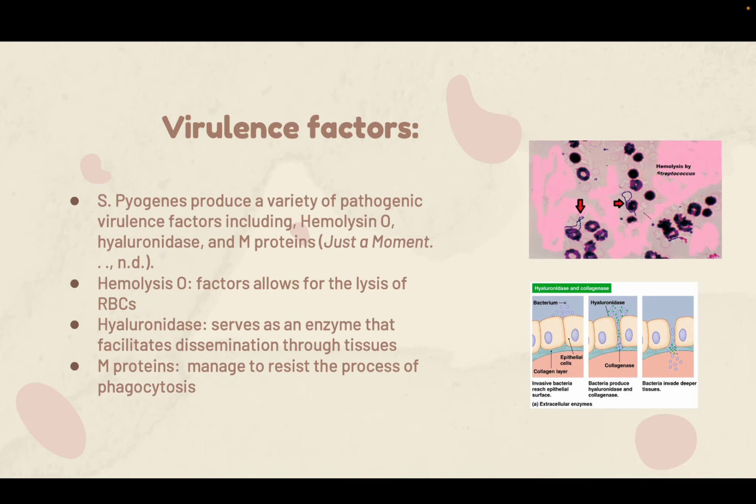S. pyogenes produces a variety of pathogenic virulence factors, including hemolysin O, which allows for the lysis of red blood cells, hyaluronidase, which serves as an enzyme that facilitates dissemination through tissues, and M proteins, which manage to resist the process of phagocytosis.